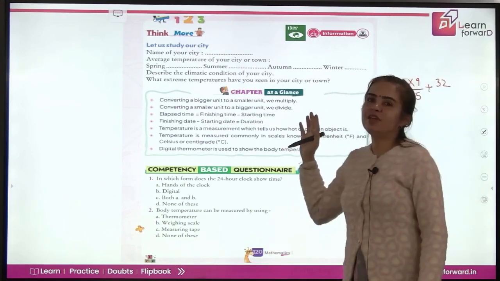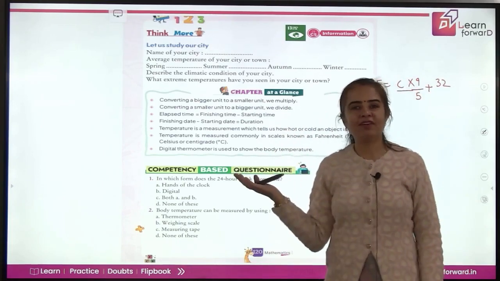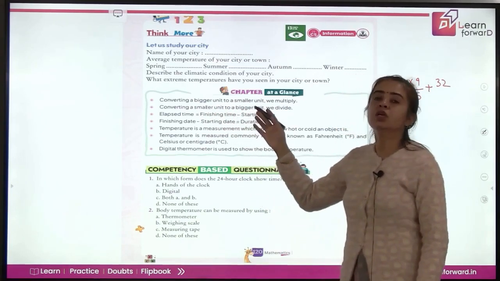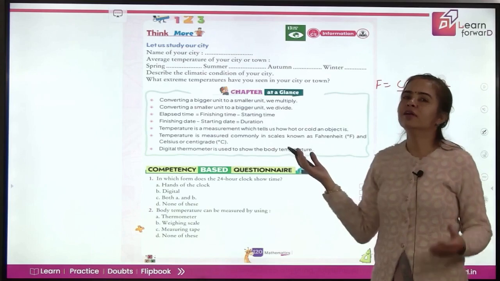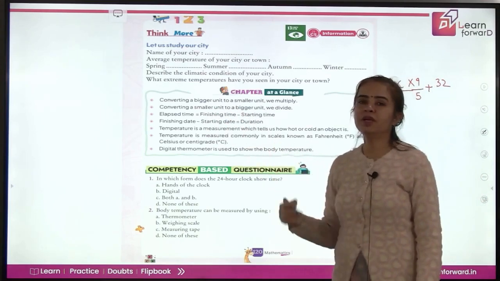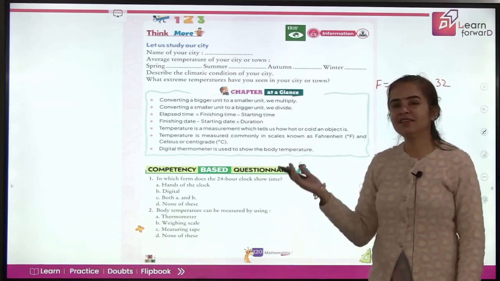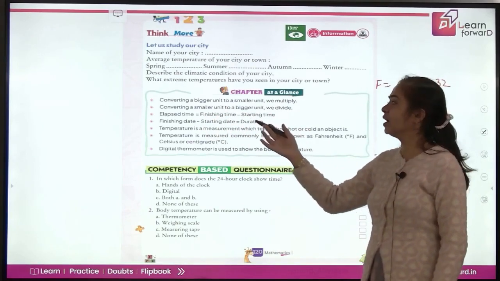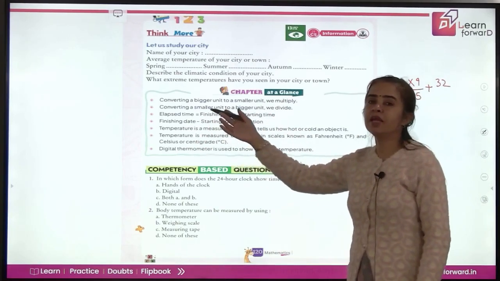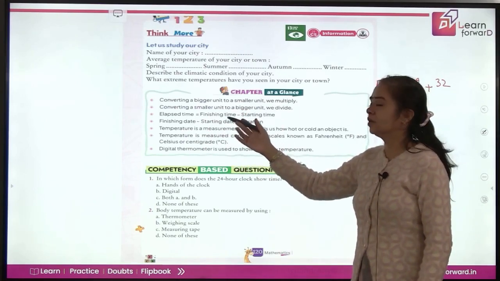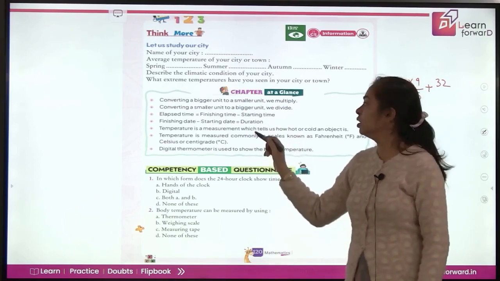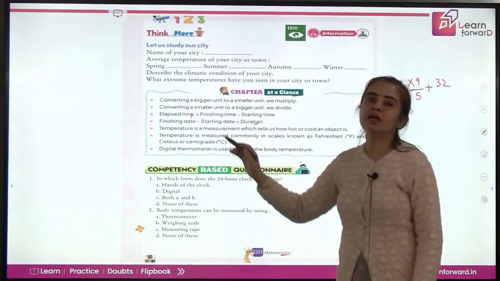Moving ahead, we have chapter at a glance, what we have learned in the session till now. So, converting a bigger unit to a smaller unit, what do we do? Multiply. For smaller to bigger, what do we do? Exactly, divide. Now, elapsed time is finishing time minus starting time, whereas finishing time can be found out by finishing time minus starting time is the duration. So, actually these two mean the same.